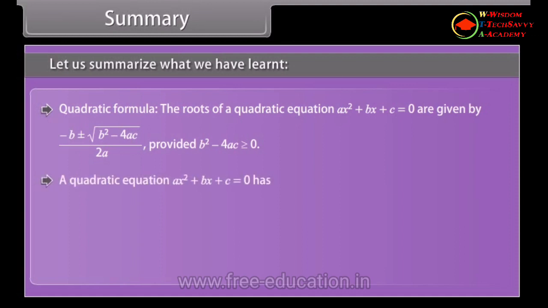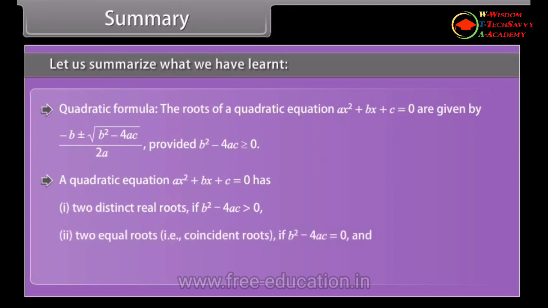A quadratic equation ax² + bx + c = 0 has: 1. Two distinct real roots if b² - 4ac is greater than 0. 2. Two equal roots, that is, coincident roots, if b² - 4ac is equal to 0, and 3. No real roots if b² - 4ac is smaller than 0.